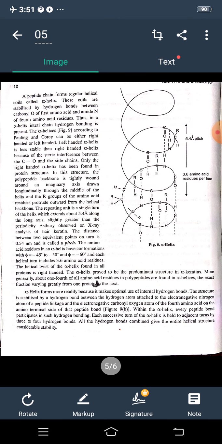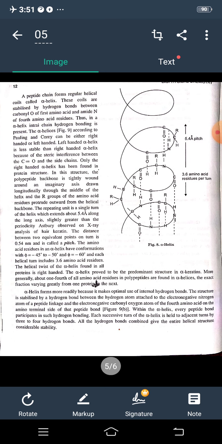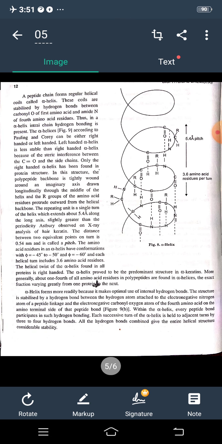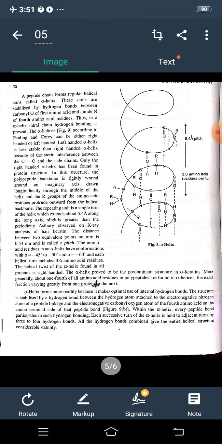The repeating unit in a single turn of the alpha helix extends about 5.4 angstrom along the long axis, slightly greater than the periodicity. So, the amino acid residues in an alpha helix have a conformation with psi of about minus 45 to minus 50 degrees and phi of about minus 60 degrees, and each helical turn includes 3.6 amino acid residues. The helical twist of the alpha helix found in proteins is right-handed.